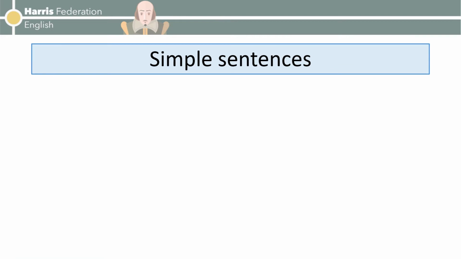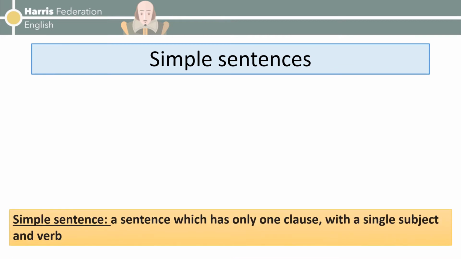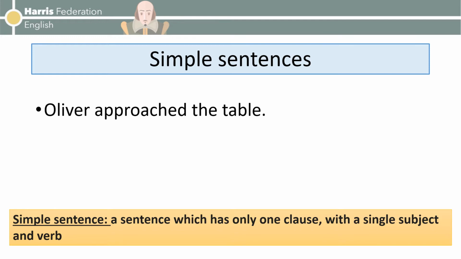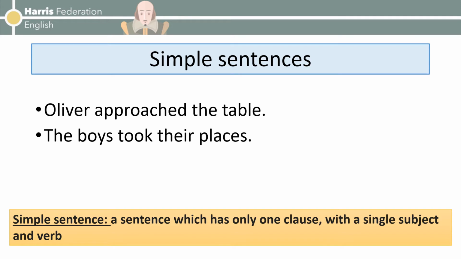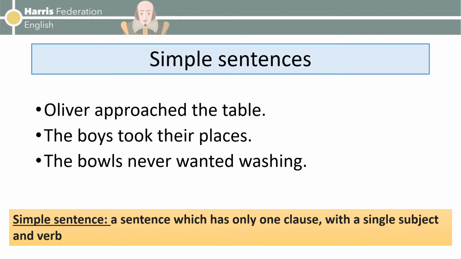What are simple sentences? They are sentences which have only one clause, with a single subject and a verb. Let me give you some examples. Oliver approached the table. The boys took their places. The bowls never wanted washing. Each of these sentences has a subject and a verb.